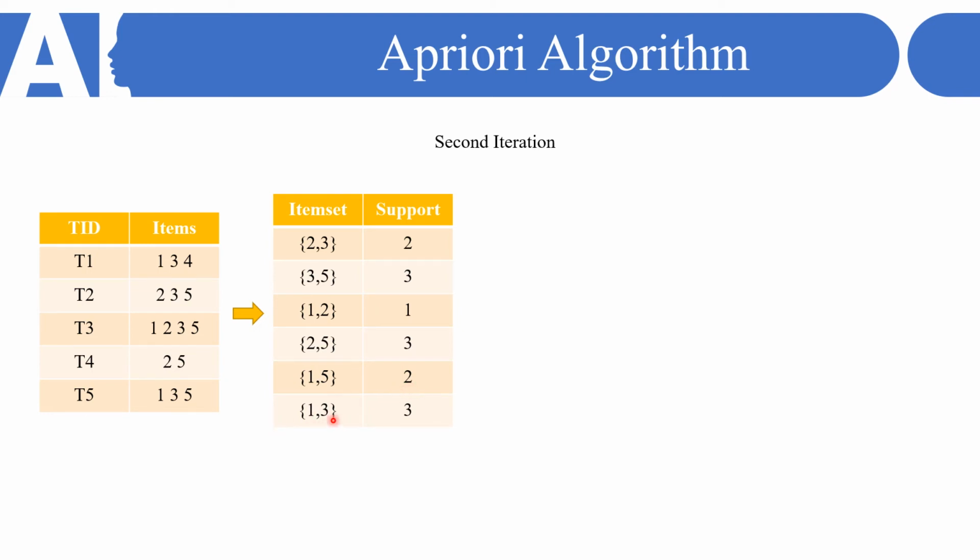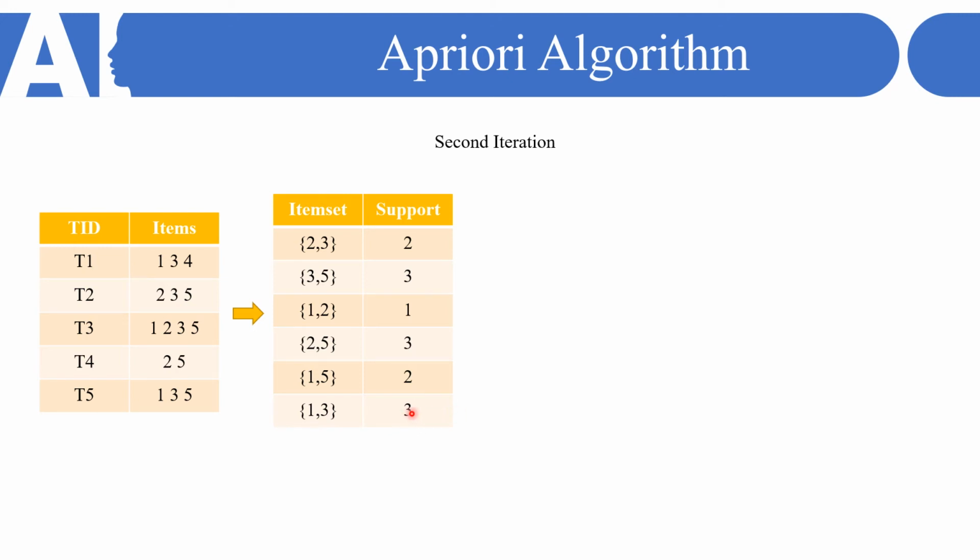Again 1 3 was purchased 3 times. So here 1 3 is there, 1, then 2, and then 3. So this one was support value is 3 here.